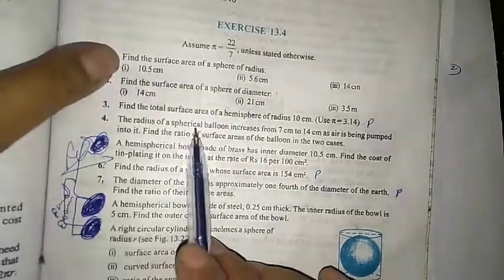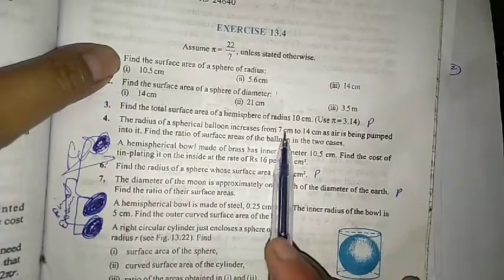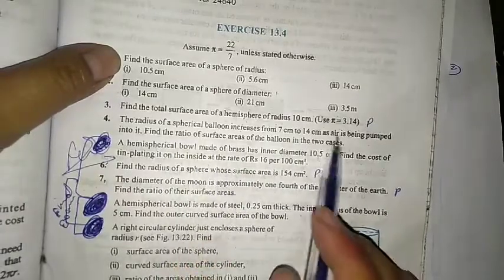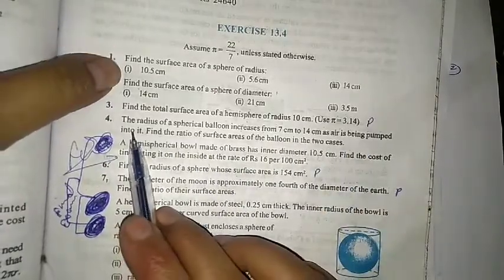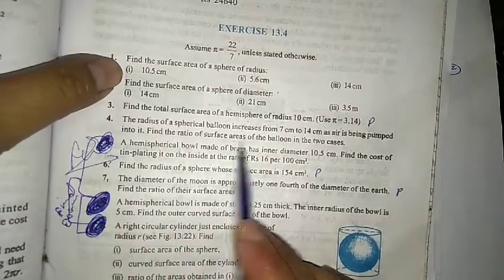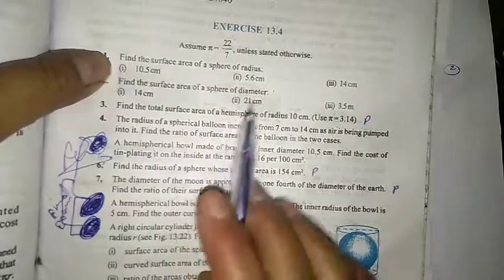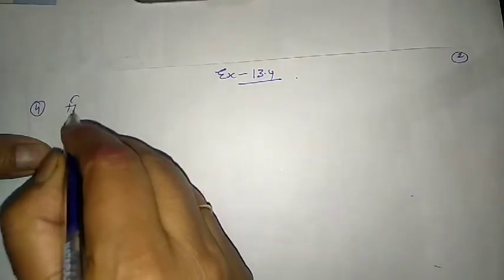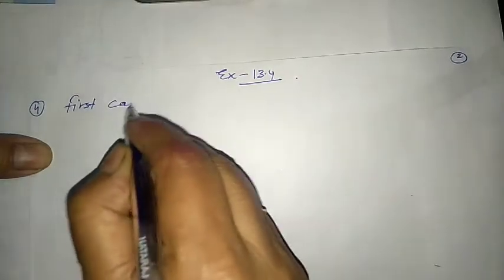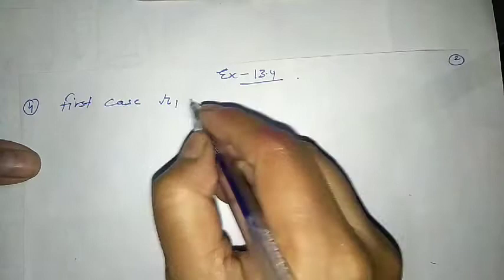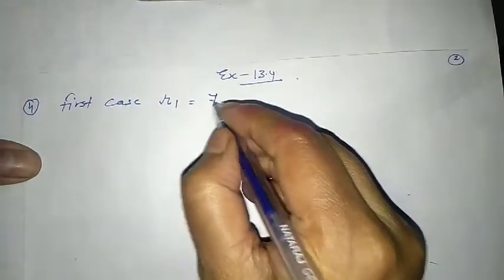Now the next question. The radius of a spherical balloon increases from 7 centimeter to 14 centimeter as air is being pumped into it. Find the ratio of the surface area of the balloon in the two cases. Ratio of the surface areas. So in the first case, radius is given. Suppose that is r1. Radius is given, 7 centimeter.